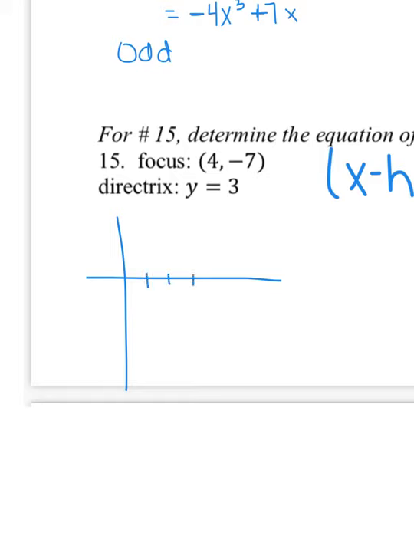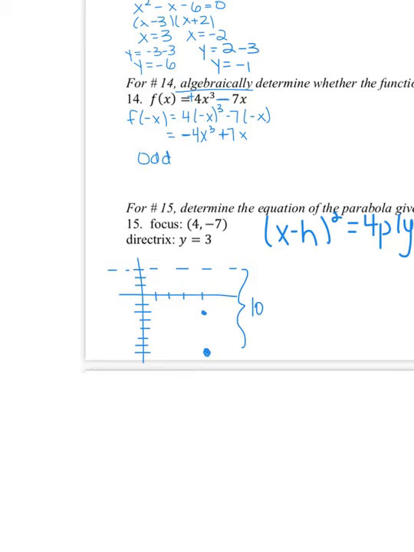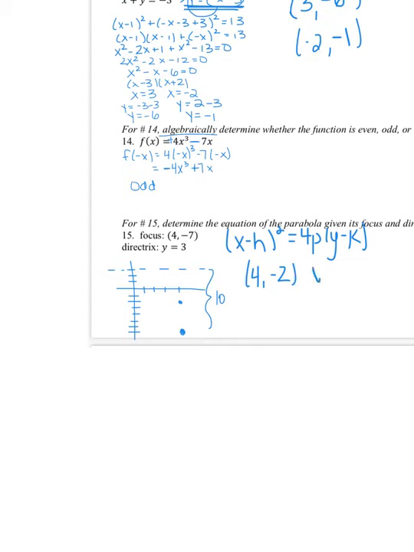So 1, 2, 3, 4, 1, 2, 3, 4, 5, 6, 7 is down here. And then y equals 3, 1, 2, 3. That line is right here. So if you count the distance, these two are 10 units away from each other, which means you have to go 5 in the middle of them to figure out the vertex. So if I go down 1, 2, 3, 4, 5, I would be at (4, negative 2), my vertex.